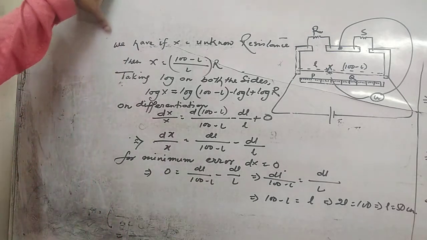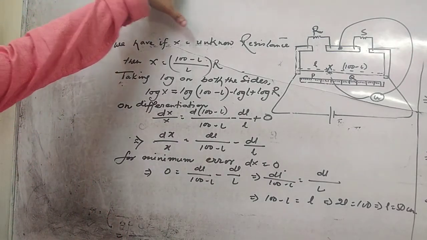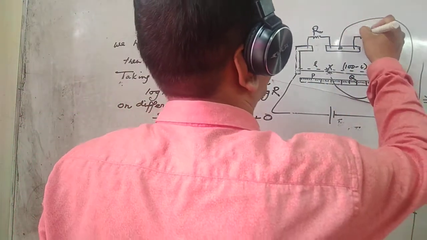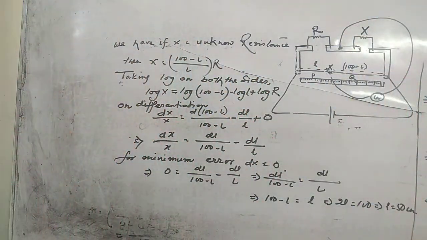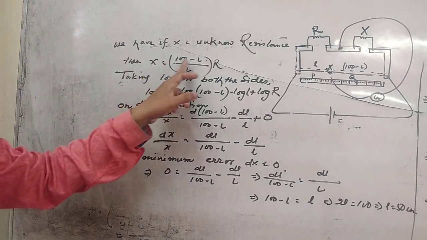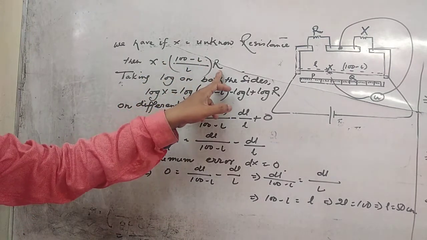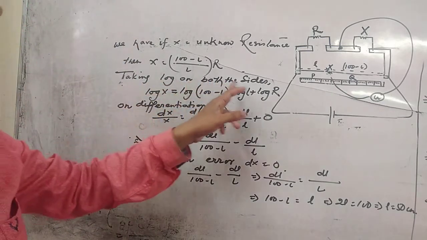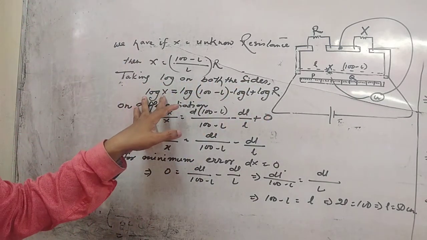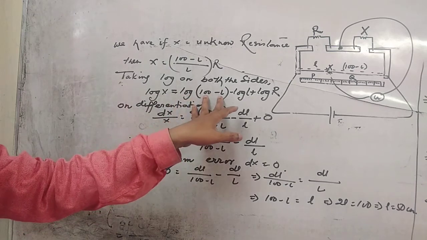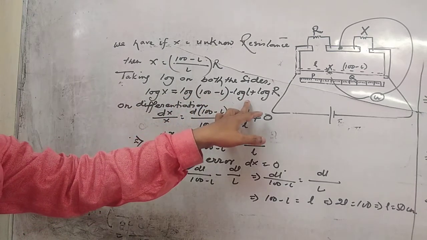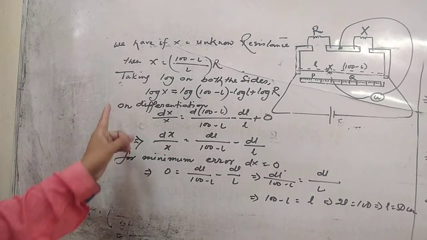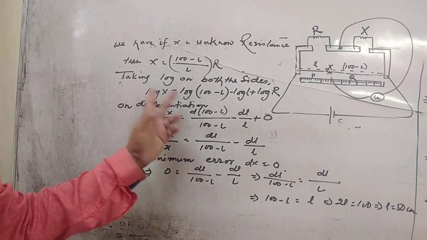Okay. We know if X is the unknown resistance, if instead of S it is X, then X is equal to how much? 100 minus L divided by L into R in balanced condition. Now, if we take the log on both sides, then what will happen? Log X is equal to how much? Log of 100 minus L minus log L plus log R. Isn't it? On differentiation, what will we get?